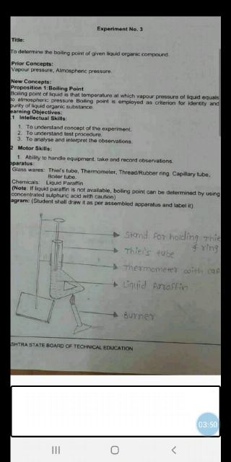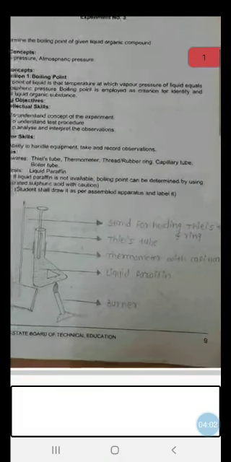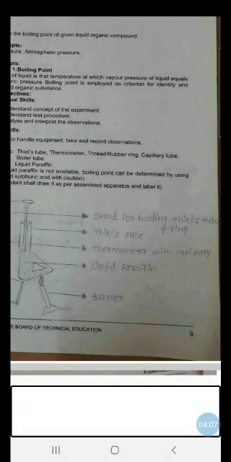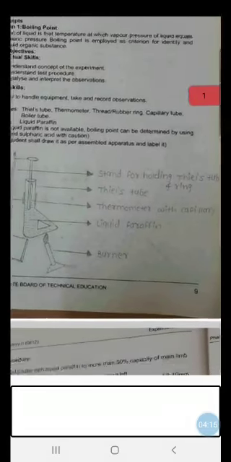And then you can just go through the names which are given to various parts of this diagram. Stand for holding Thiel's tube and ring. Then the second name is Thiel's tube. Then third you can see thermometer with capillary tube. Here it should be a thermometer with boiler tube. Then liquid paraffin and burner. So this is your experimental setup.